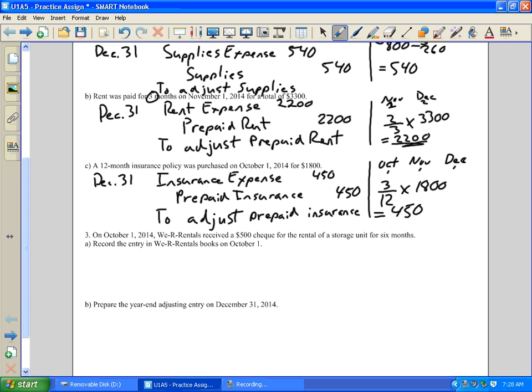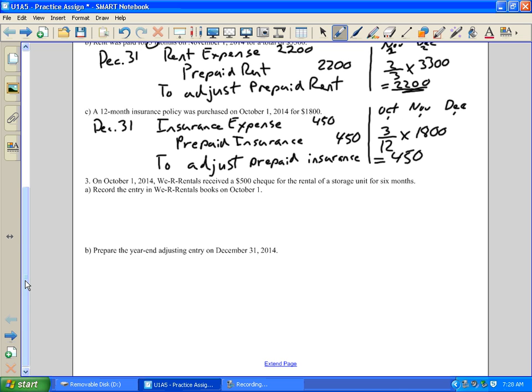Okay, so those were questions 1 and 2 of that exercise. We're almost there, guys, to the end, the last one. On October the 1st, 2014, We Are Rentals received a $500 check for the rental of a storage unit for 6 months. So the question's asking us to make 2 entries, the entry on October the 1st and then the adjusting entry at the year end, December 31st, 2014. So on October the 1st, when we first get the money, we put our date down, October 1, and we received a check. So we're going to debit bank for $500.